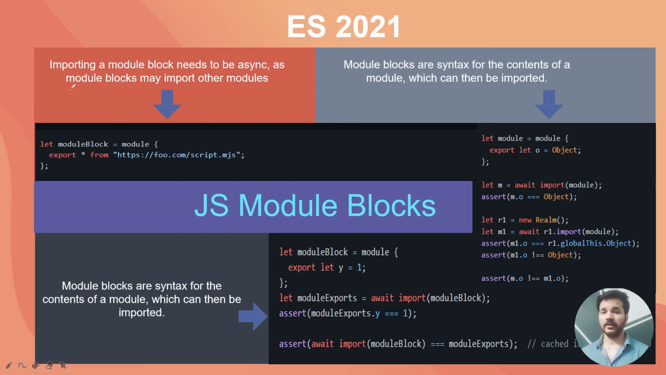2021. It is proposed that JS module blocks will be used in an async await manner, because these modules can also call other modules, so it's better to use async await for getting a resolved promise. Module blocks are syntax for the content of the module, which can then be imported. As you can see from this line of code, we are creating a module where we are exporting a variable value as an object. In another line of code, we are importing this module using the await method, and we are checking whether it is equal to the object or not. This is also known as realm insertion.